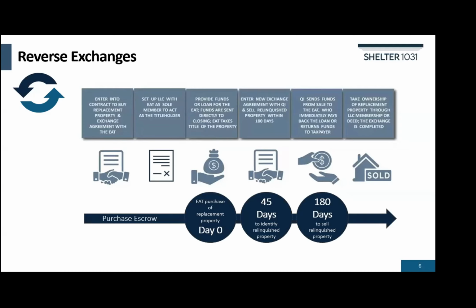The closing date of your purchase marks day 0 of the IRS deadline schedule. At this point, you have 45 days to identify which of your properties you intend to sell. This, of course, is the opposite of a standard, quote, forward exchange, in which you identify the properties you intend to buy. You then have an additional 135 days to complete the sale of your relinquished property, at which time the sale proceeds flow back to you through the QI, and the EAT transfers ownership of your previously acquired replacement property to you.